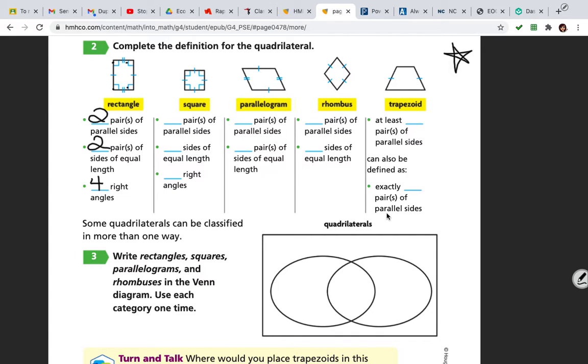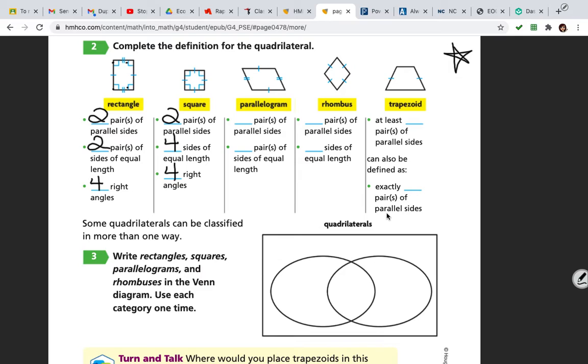All right, the square has how many pairs of parallel sides? So the top and bottom are parallel, the sides are parallel, so 2 pairs. How many sides of equal length? Well, this is the difference between a square and a rectangle. It has 4 sides of equal length, and it again has 4 right angles.